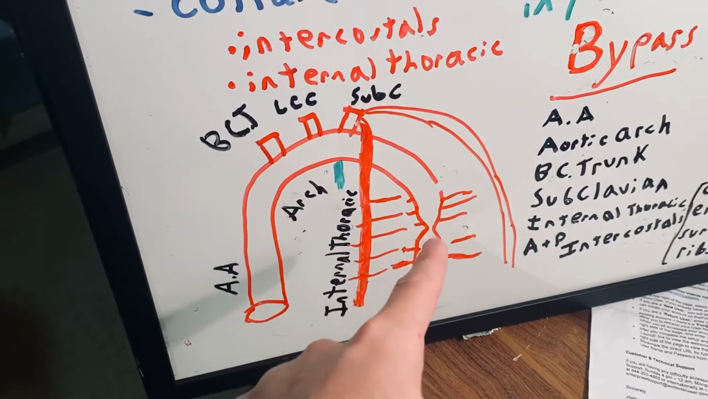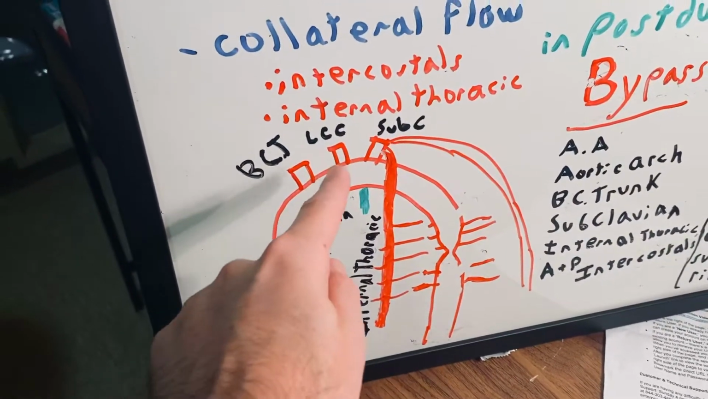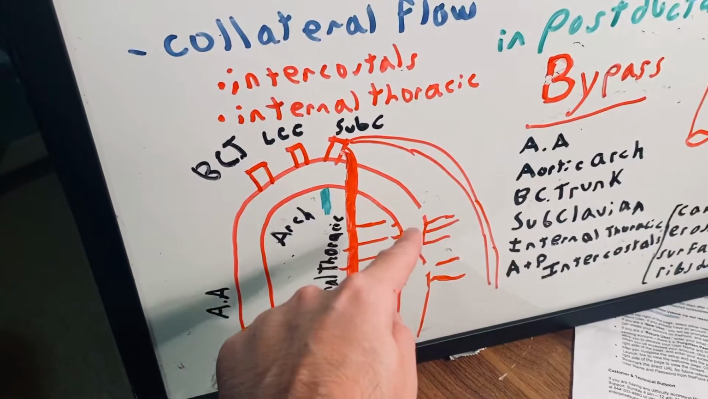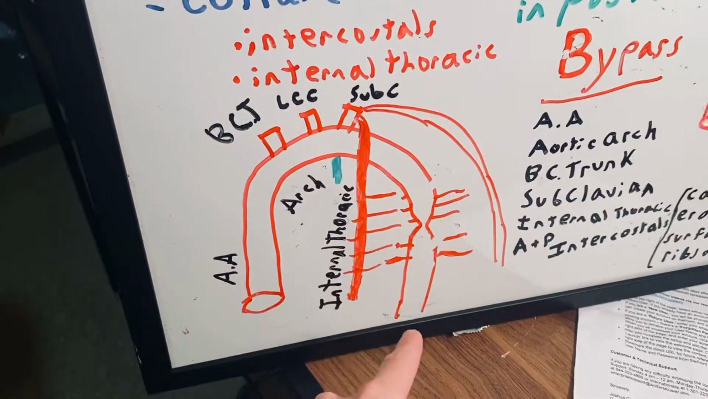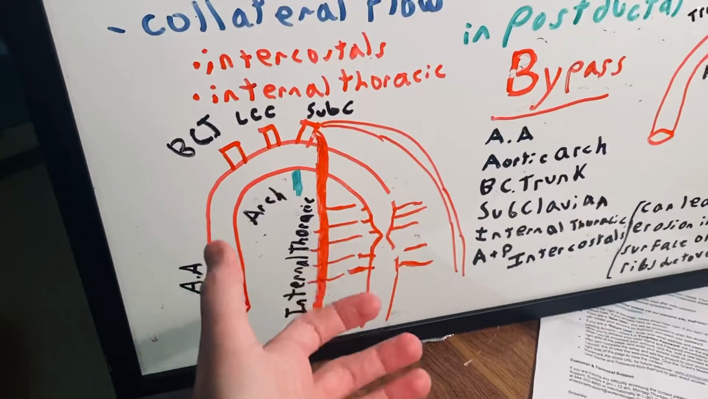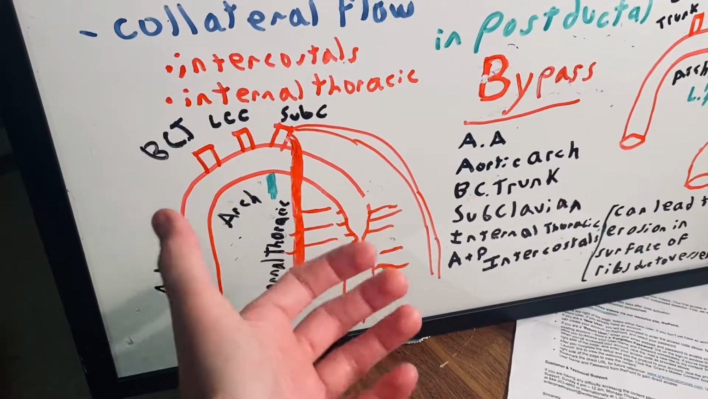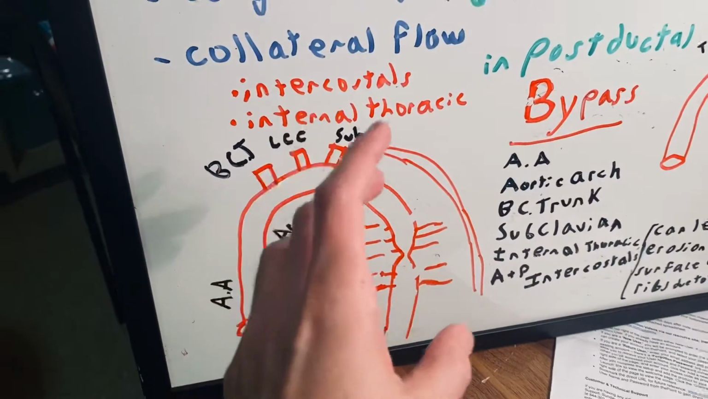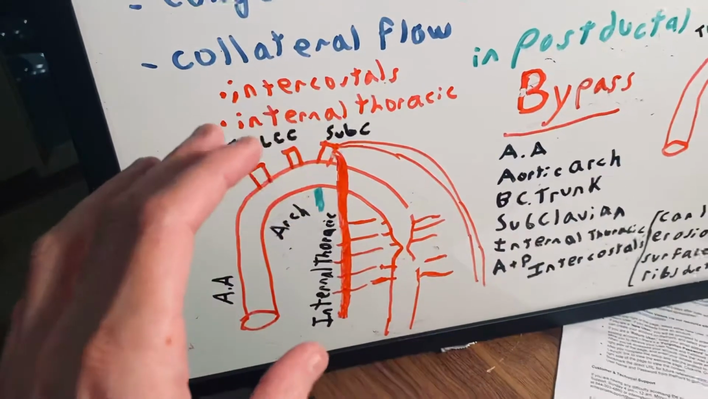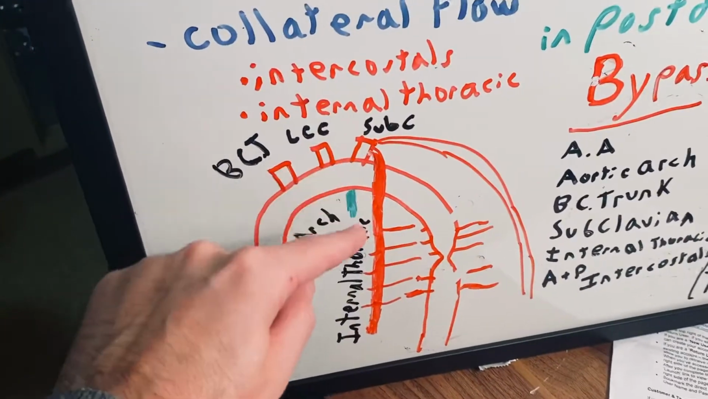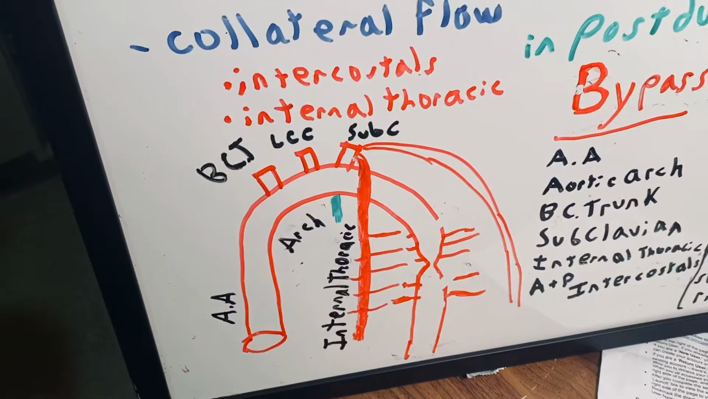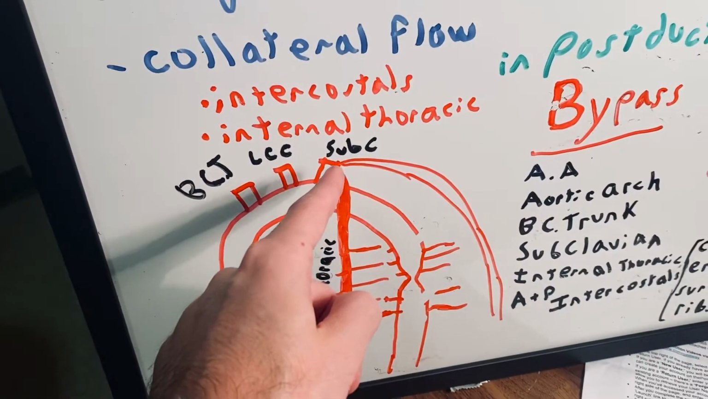So we're going to get blood. See, when blood comes out of our heart, it's going to get stopped here. And we can't get blood to our abdomen, pelvis, or lower limbs. So we need to have a way to bypass this. And our body can do this because we have something called the internal thoracic artery. And this will arise from the subclavian artery.